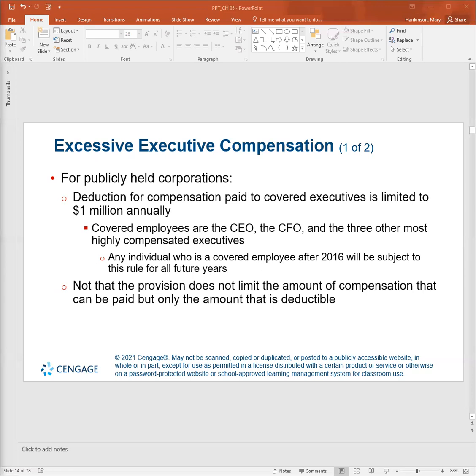So specifically, the code limits deductibility of the compensation paid to covered employees of publicly traded corporations to $1 million per year. So covered employees are defined as the CEO, the CFO, and the three other most highly compensated employees of the corporation. So any individual who qualifies as a covered employee any time after 2016 will continue to be a covered employee in all future years, even if he or she no longer meets one of the above descriptions. Note that the provision does not limit the amount of compensation that can be paid, but only the amount that is deductible.